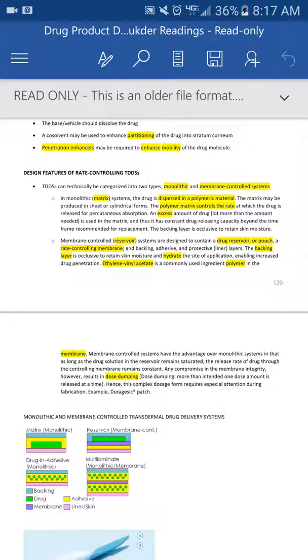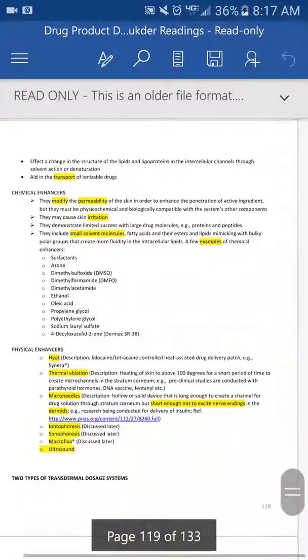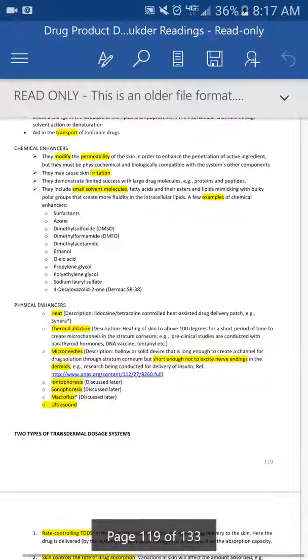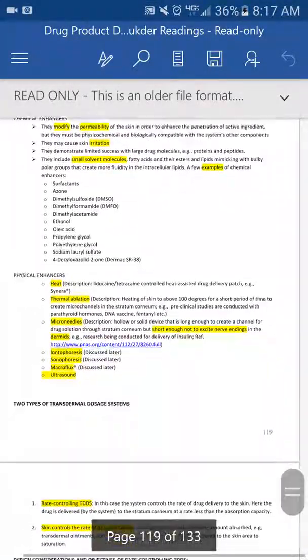A co-solvent may be used to enhance partitioning of the drug into the stratum corneum. So, co-solvents can be used to help it partition into the outer skin layer. Penetration enhancers may be required to enhance mobility of the drug molecule. So a penetration enhancer could be a chemical enhancer, if you think of it.